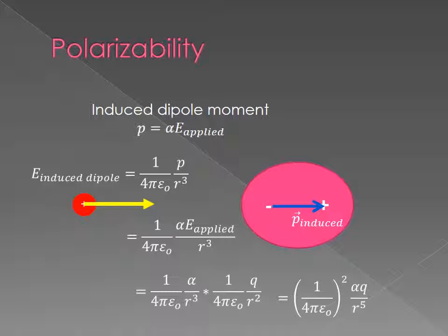Now, if we group everything together, we find out that this induced dipole field does not go as 1 over r squared as a point charge does, or 1 over r cubed as a physical dipole does, but it goes as 1 over r to the 5th power. So this electric field is much, much weaker than electric fields from an actual dipole or from an actual point charge.